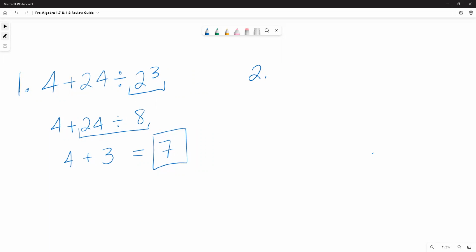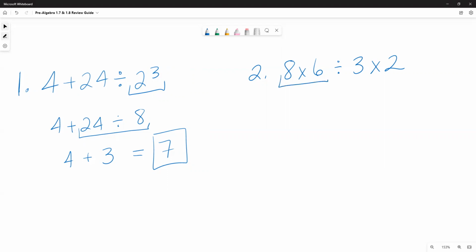All right, Zachary. Number 2 is 8 times 6 divided by 3 times 2. So order of operations tells us to do what here? Right. Yes, it's multiplication and division, so we just work left to right.